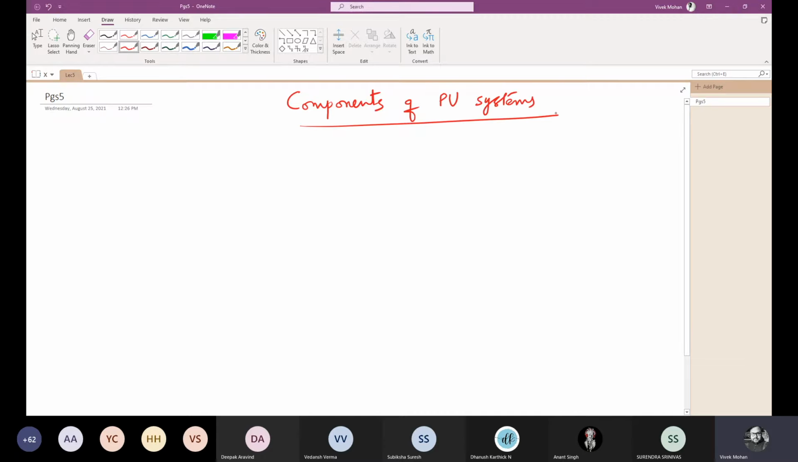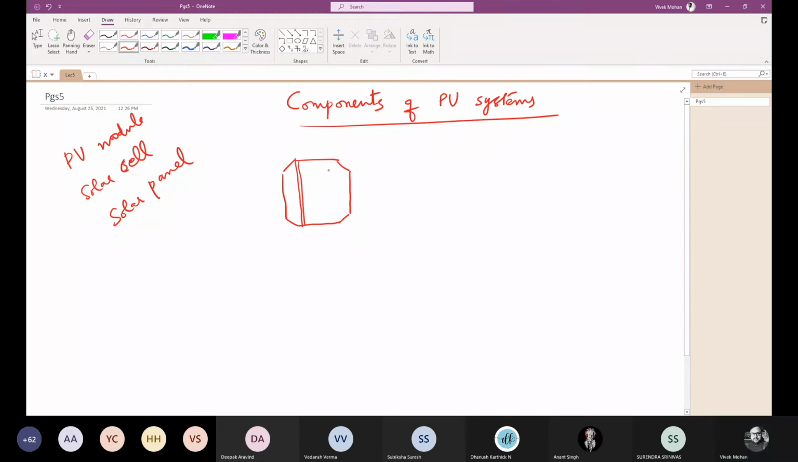So before going to the different components of PV systems, we need to know what a PV module is, then a solar cell, then a solar panel. The smallest component is the solar cell, which is a crystalline solar cell, normally represented like this. So this is a solar cell.